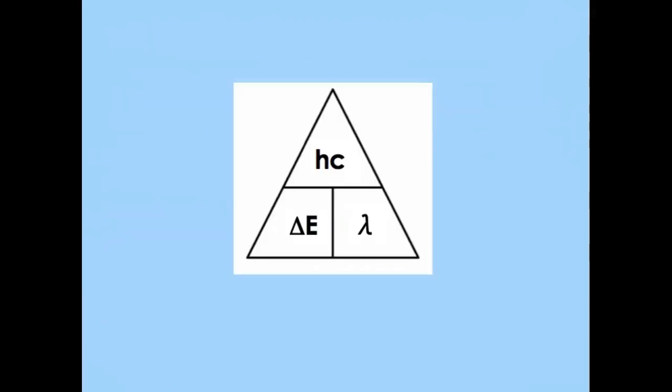So there's another triangle for you to look at, the relationship between delta E and wavelength. I did not give you a triangle for delta E and frequency because it's a linear relationship. That one's pretty straightforward. There's no fraction.